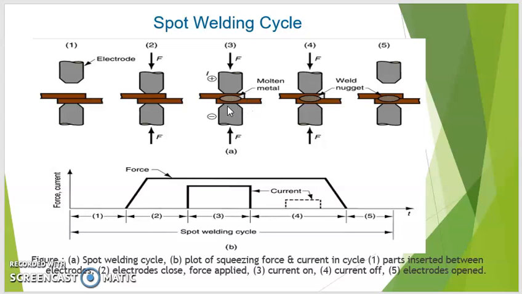And what happens, the nugget is formed. We have already discussed that the main resistance which primarily dominates in H equal to I square RT, this R2 and R4, and out of that also R4, is the resistance at the workpiece interface. So the weld nugget forms between the intersection of the electrode and the workpiece.